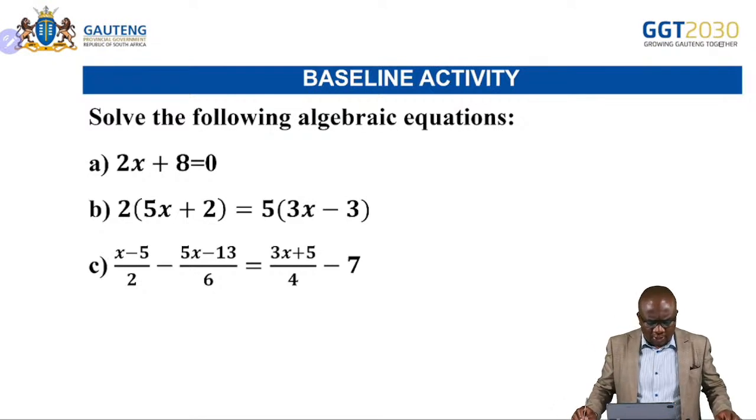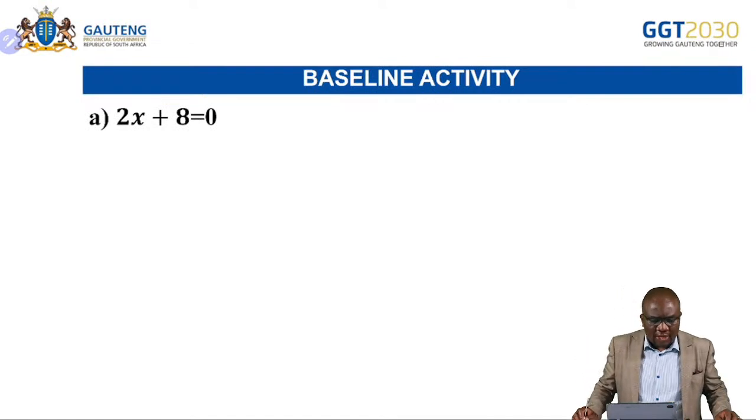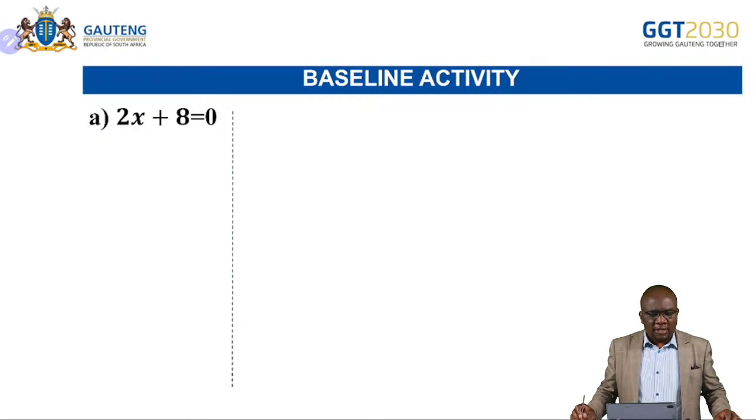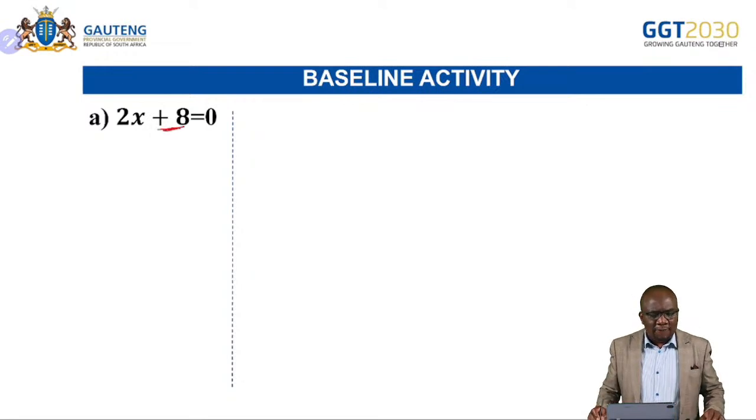Now, let's look at A. What did you do? A, how do we solve for x here? Okay, we do the inverse operations. Do you remember that? Or remember additive inverses. Here there's plus 8. How do we get rid of positive 8 here? We must subtract 8 from both sides.